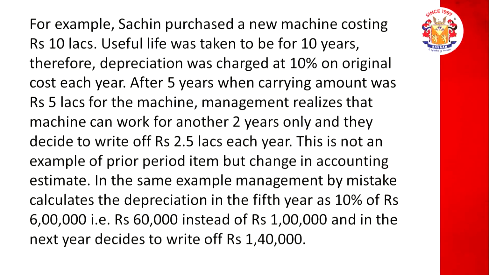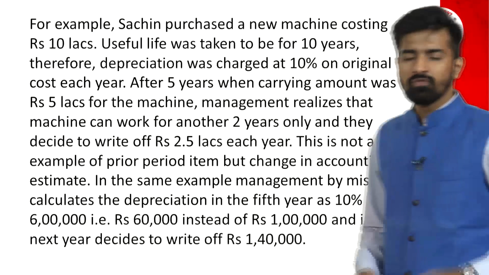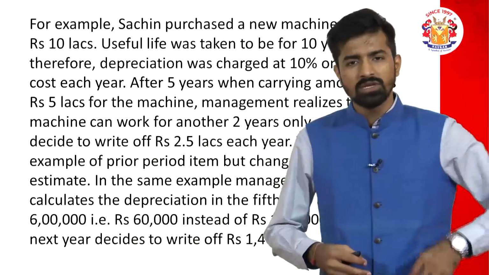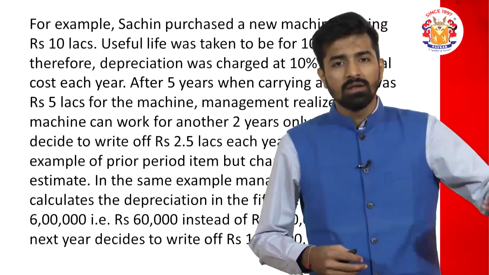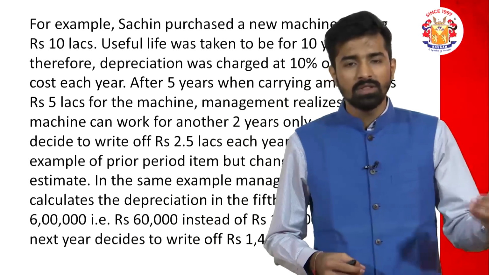Now the company was following the straight line method. It had to provide a depreciation of 1 lakh. Instead, it provided a depreciation of 60,000 only. And in the next year, because it has provided 40,000 less depreciation in the previous year, it decides to write off 1,40,000. That is 1 lakh for the current year and 40,000, which it had not written off in the previous year.